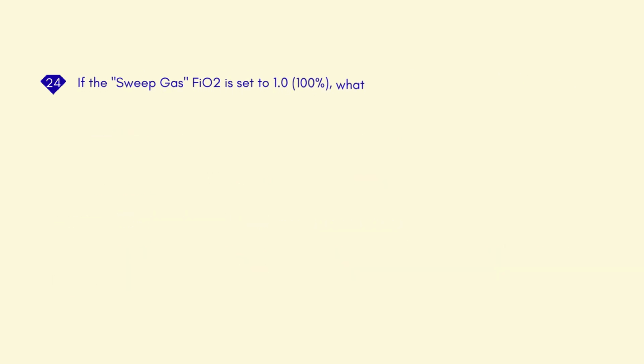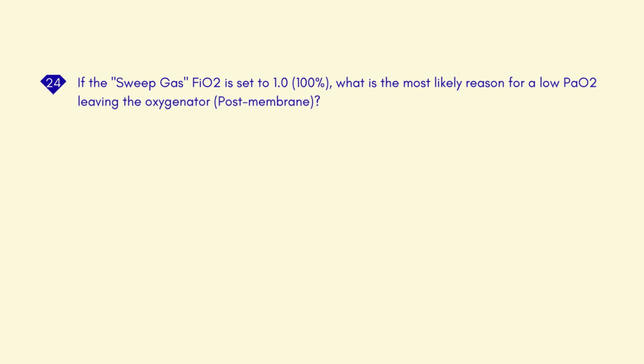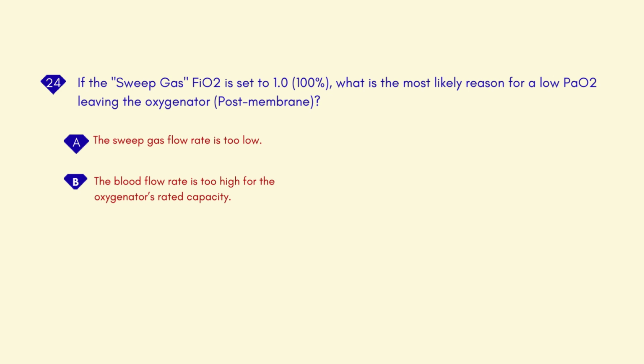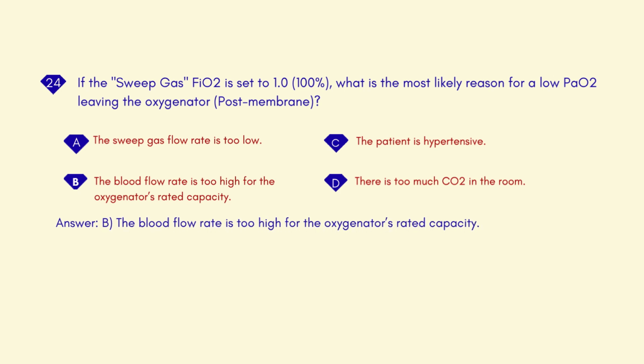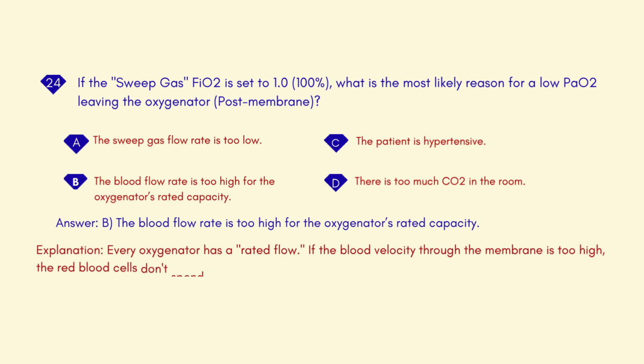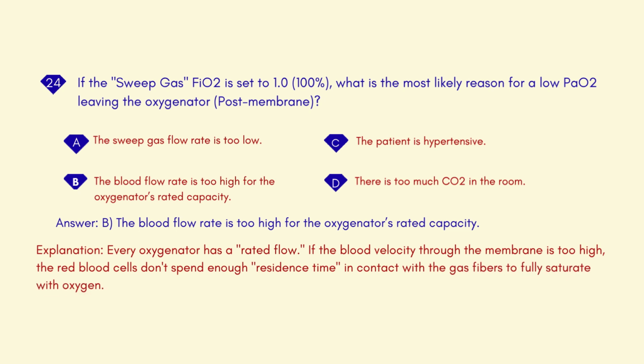If the sweep gas FiO2 is set to 100%, what is the most likely reason for a low PO2 leaving the oxygenator, post-membrane? A. The sweep gas flow rate is too low. B. The blood flow rate is too high for the oxygenator's rated capacity. C. The patient is hypertensive. D. There is too much CO2 in the room. Answer: B. The blood flow rate is too high for the oxygenator's rated capacity. Explanation: every oxygenator has a rated flow. If the blood velocity through the membrane is too high, the red blood cells don't spend enough residence time in contact with the gas fibers to fully saturate with oxygen.